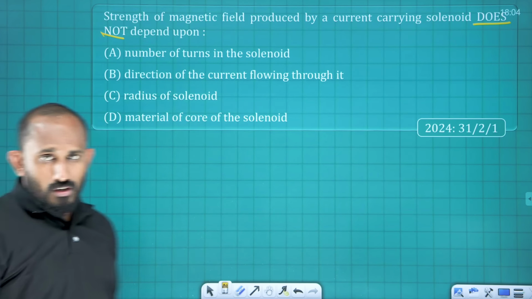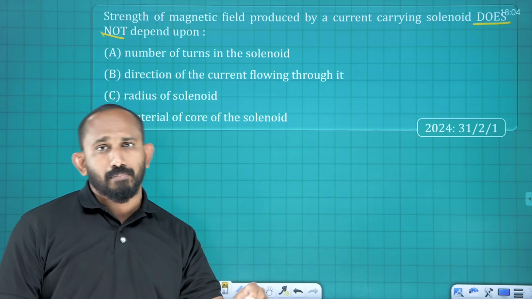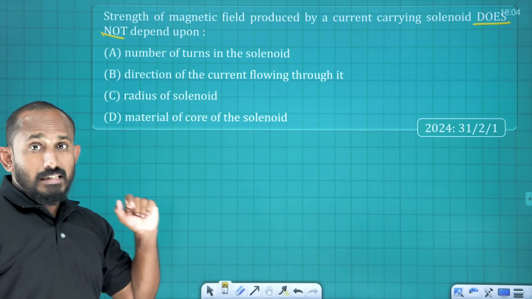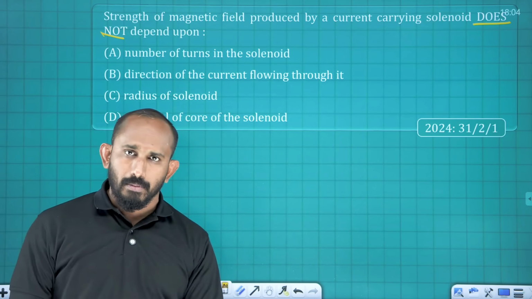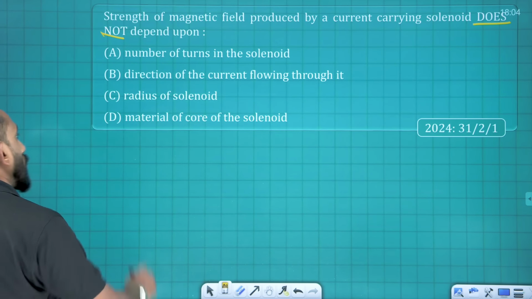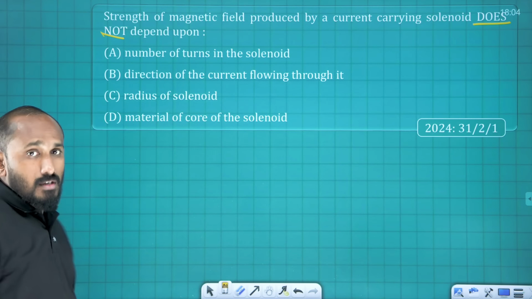Number of turns in the solenoid, of course, is a factor on which it depends. B, direction of the current flowing through it. Direction of current is not a factor, but intensity of current is a factor. So direction of current is not a dependence. So B can be the answer.